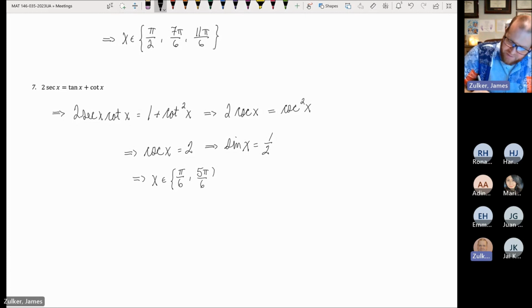Right, I believe we already solved that. So we get pi over 6 or 5 pi over 6. But we multiplied through by a cotangent. So let's just double check and make sure that both of these are indeed solutions.